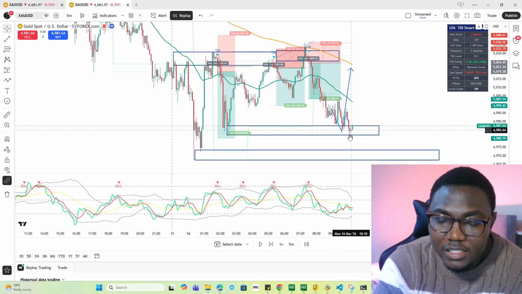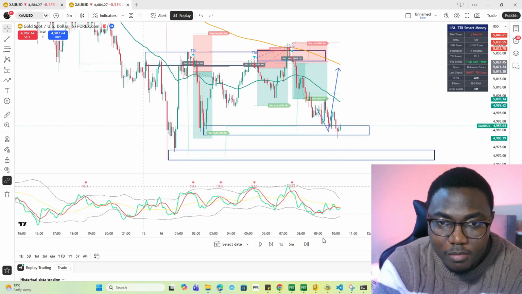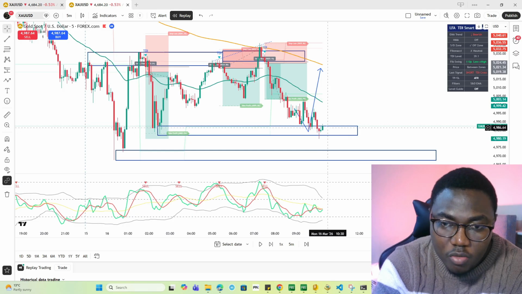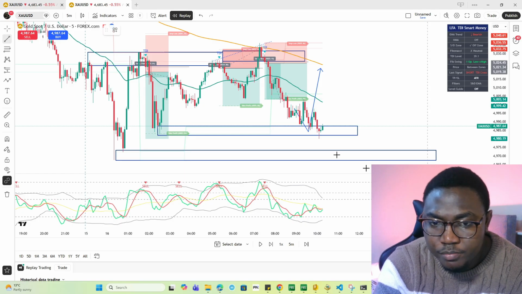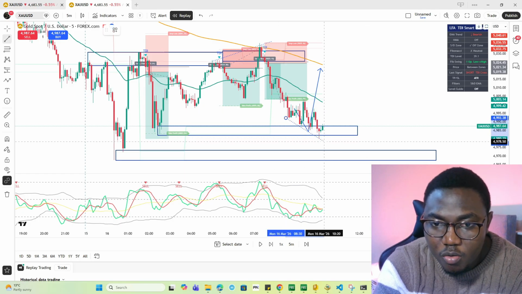So now we have a rejection from this zone. We have a rejection from this zone. So the market probably, I will wait for a strong bullish candle if I'm going to get into this zone. But what I'm also looking at is that the market is doing lower low here. Okay, market is doing lower low, but TDI is doing higher low.